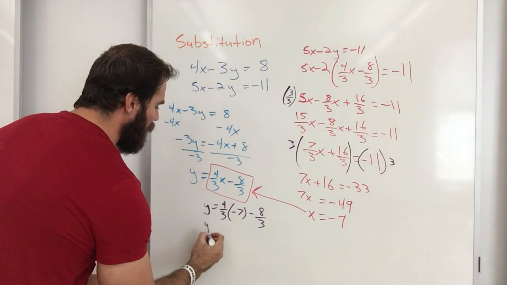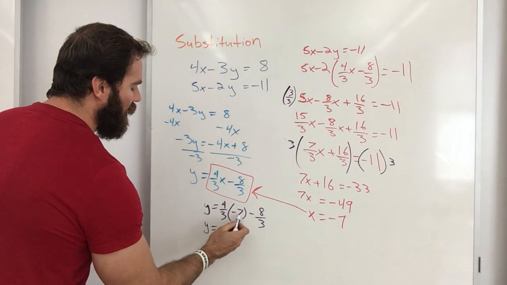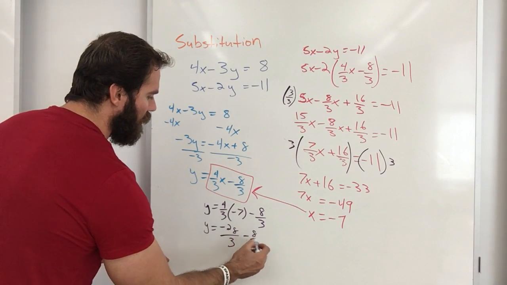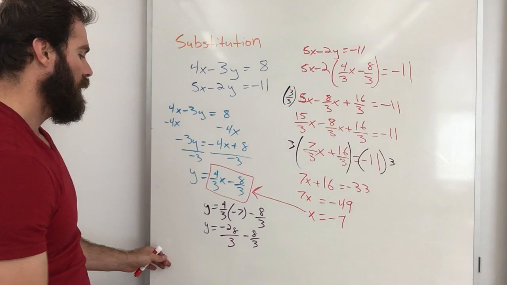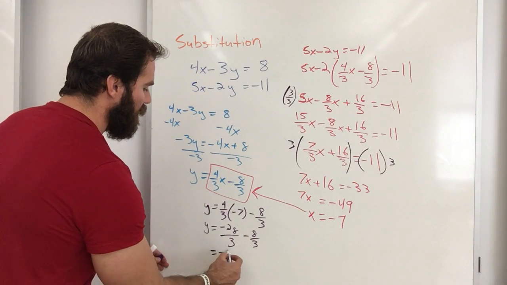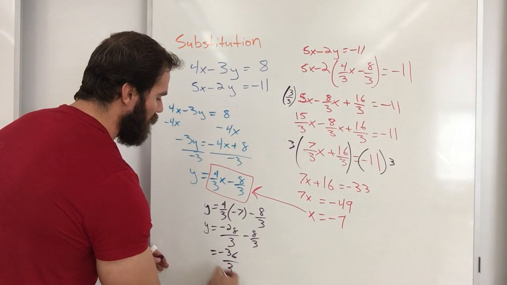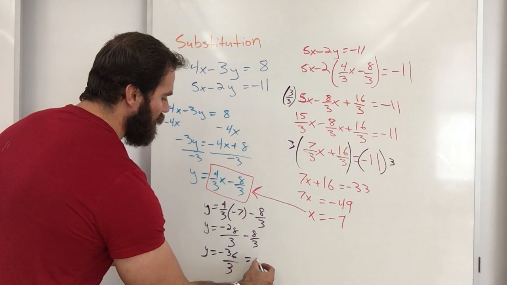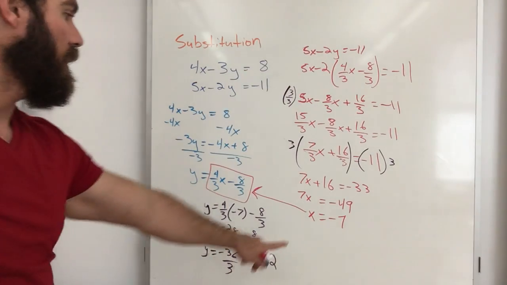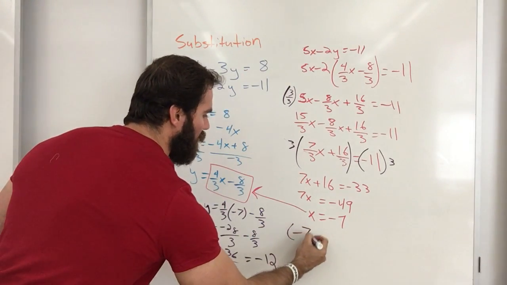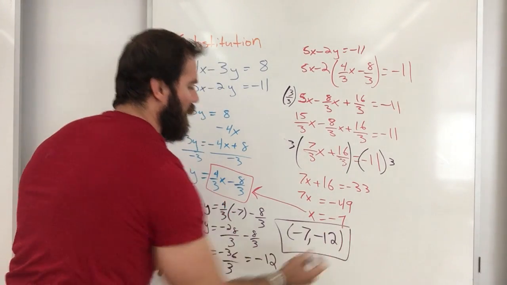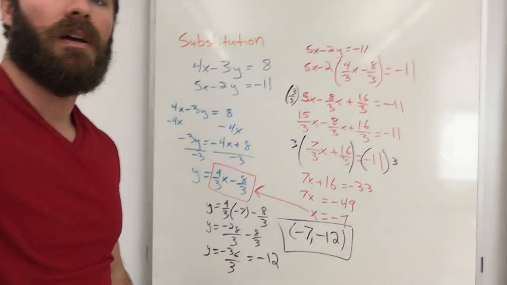So we have y equals 4 times negative 7 is a negative 28, divided by 3. And a negative 28 minus 8 is negative 36, which equals negative 12. Our answer, negative 7, negative 12, just like we found when we graphed the two equations.